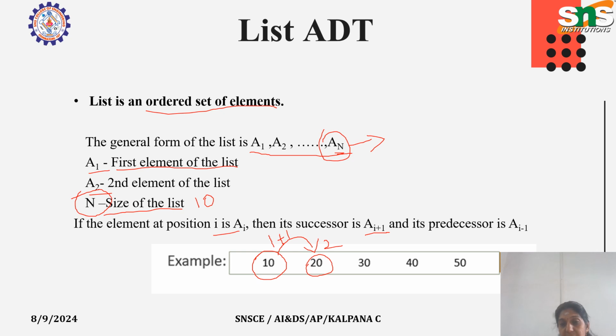The successor means the next one and the predecessor means the previous one. So what is the predecessor of 20? Predecessor means the value before, right? We have to decrement by 1. So the predecessor of 20 is 10. Clear? So the successor is the next value, I plus 1. The predecessor is I minus 1. I is nothing but the position. Position minus 1 gives the previous position.